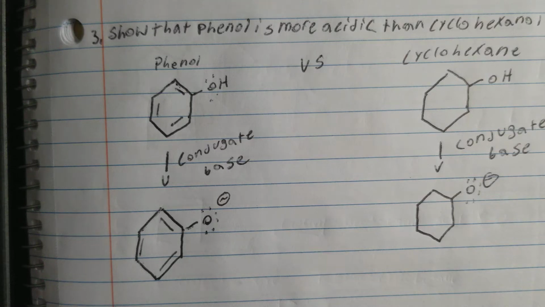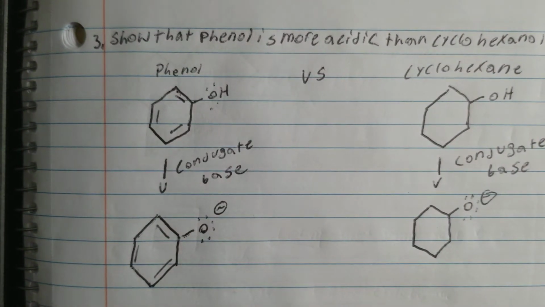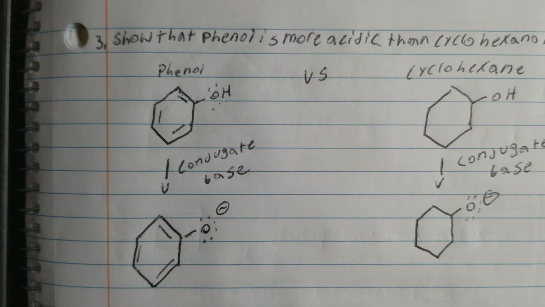Good evening. Today I will be showing you the third question in the test for extra credit, and what will likely be question 3 and the extra credit for question 3 for test 4 in chemistry 1412. This question asks us to show that one compound is more acidic than the other. Two compounds are given, phenol and cyclohexanol.